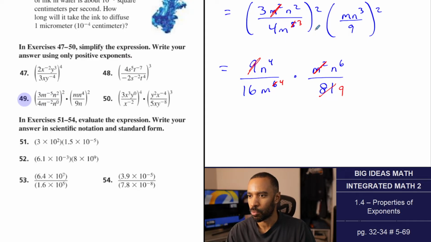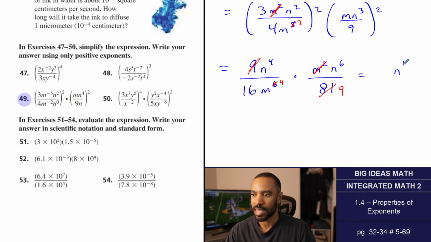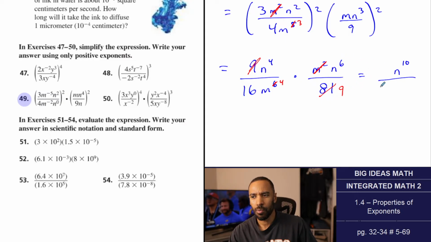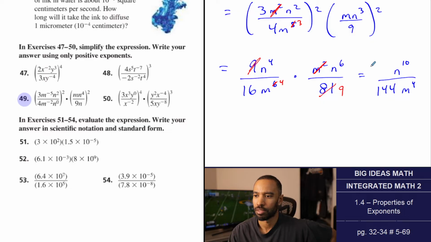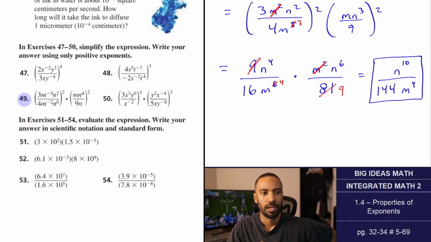And I think that's all we can, oh, and then n to the fourth times n to the sixth will fuse together. So now on top, we just have n to the 10th, 4 plus 6. And down here we have 16 times 9, which is I think 144. Yeah, 144 and m to the fourth. There we go. And lastly, number 50.